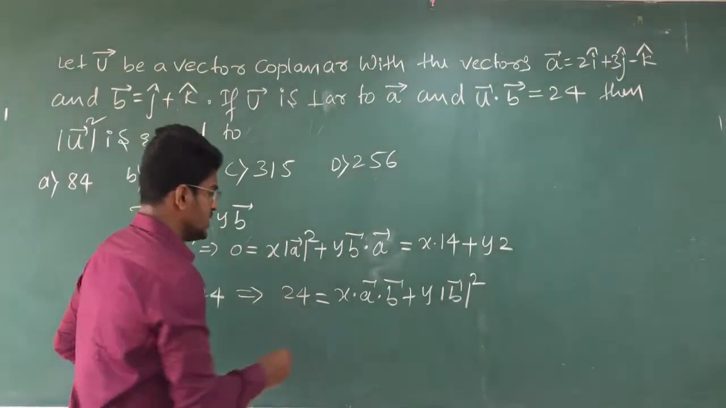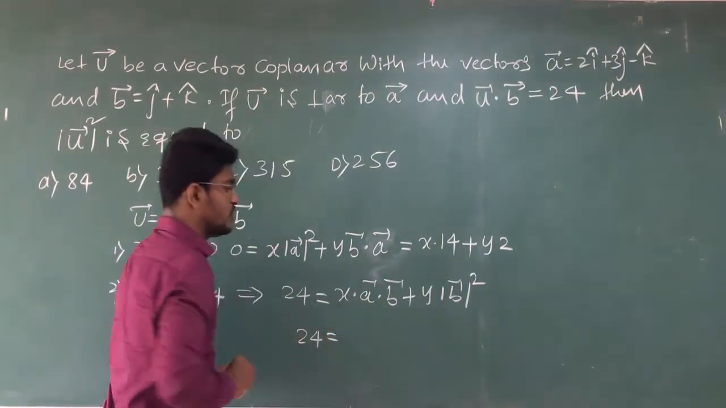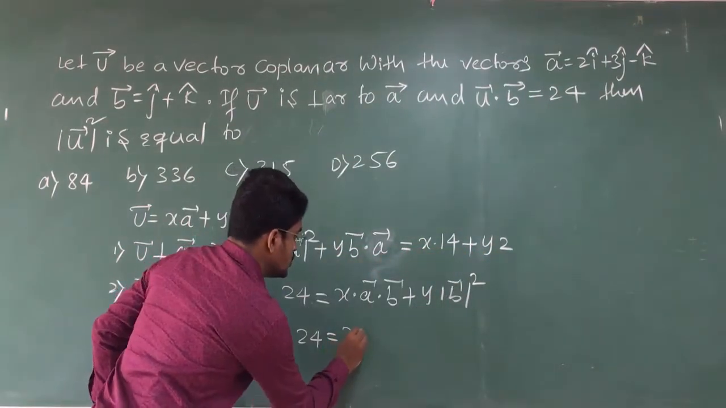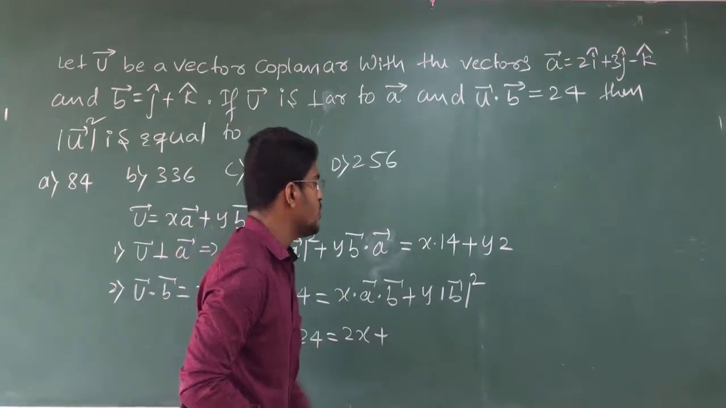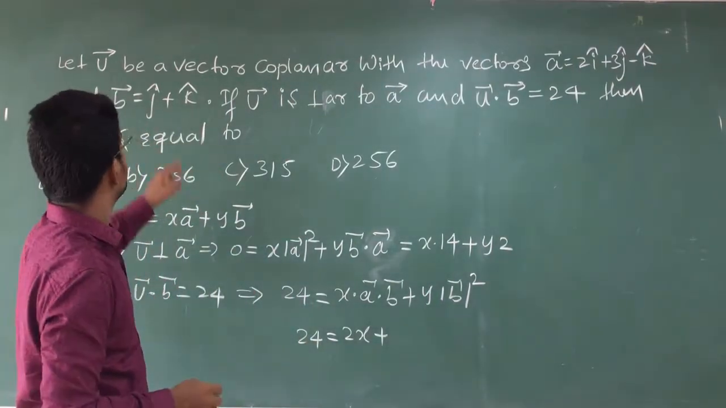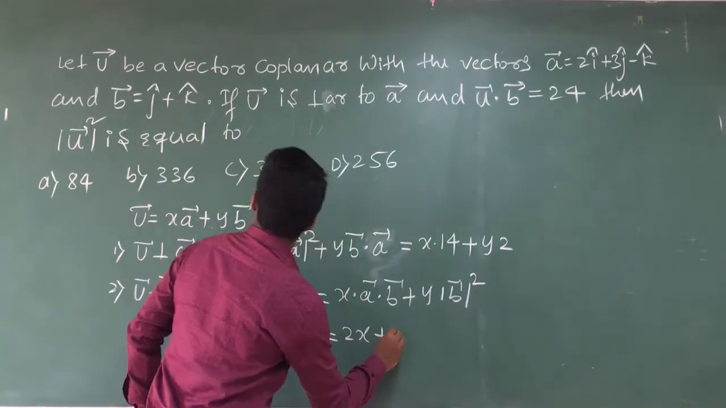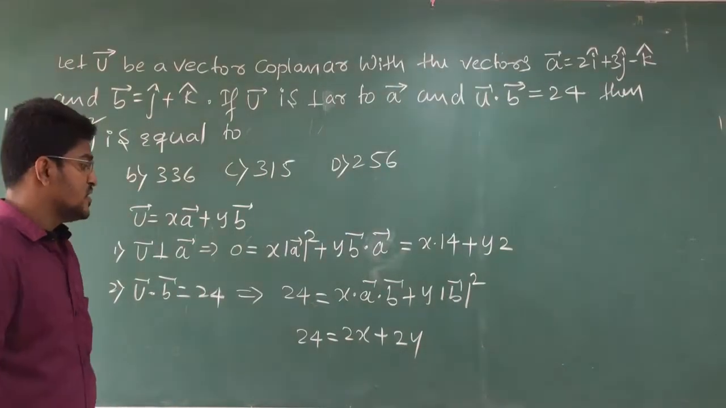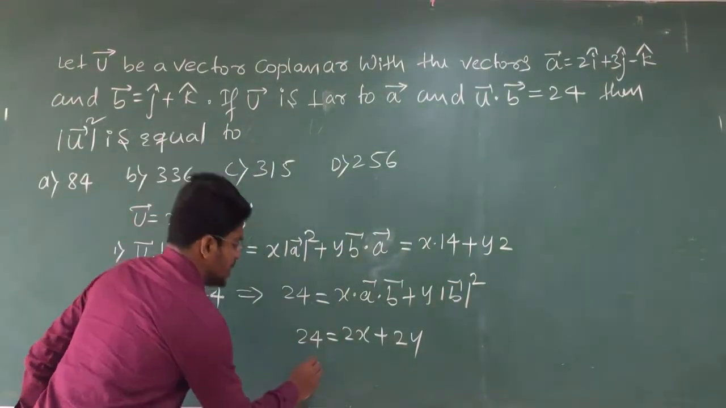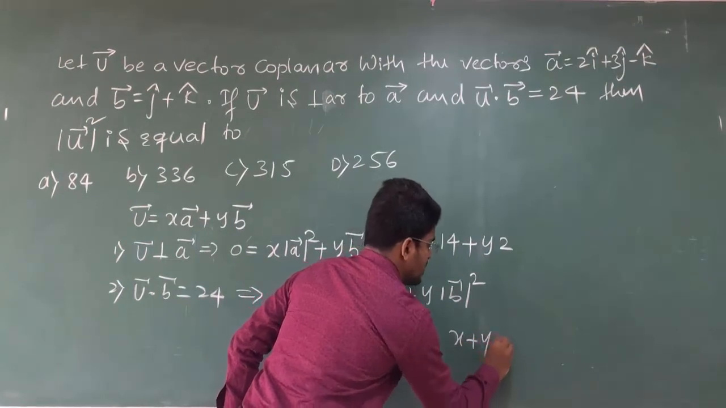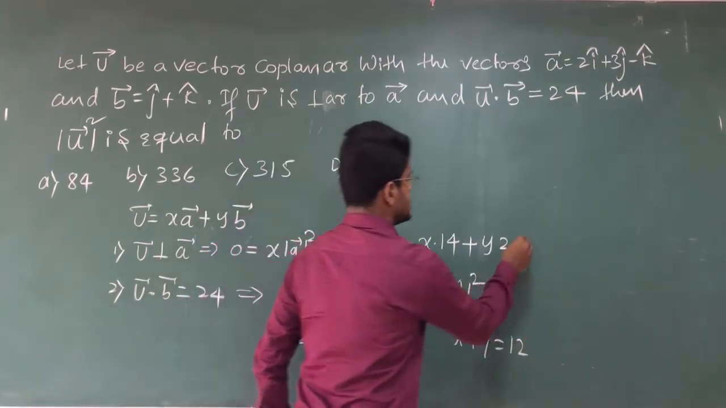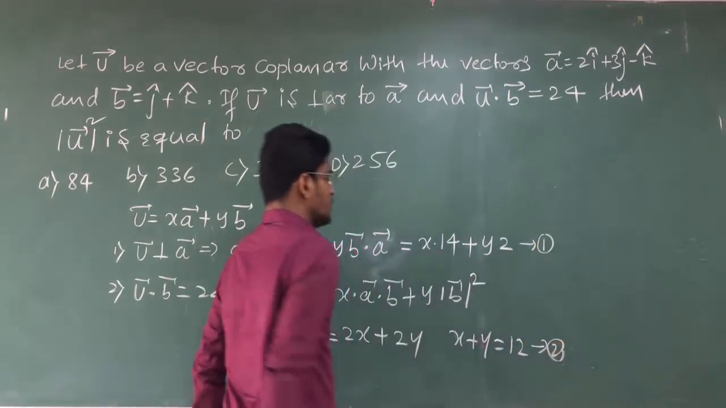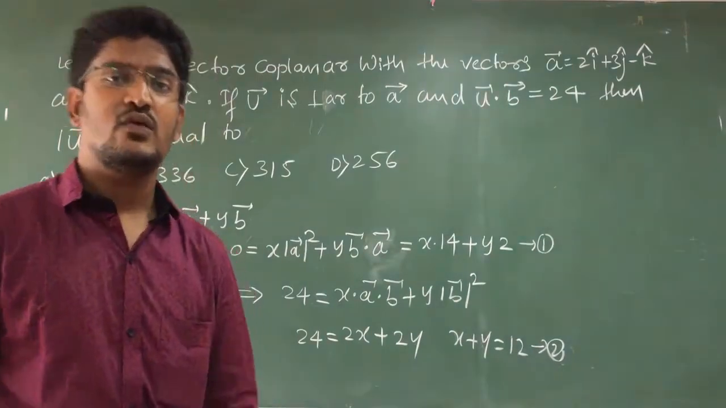What about the second equation? 24 will be equal to A dot B, already calculated here, that is 2x plus y. What is mod of B square? It is again 2y. Clear? So 2x plus 2y. If I take this term as common, it will be x plus y equal to 12. So call this equation 1 and this equation 2. From that you can find the x and y terms.